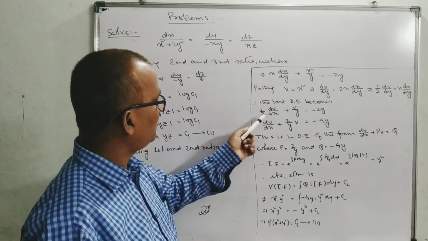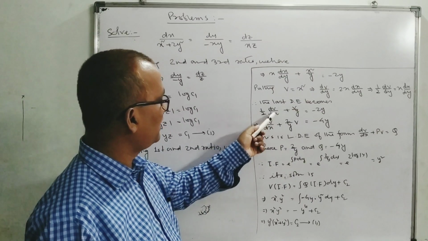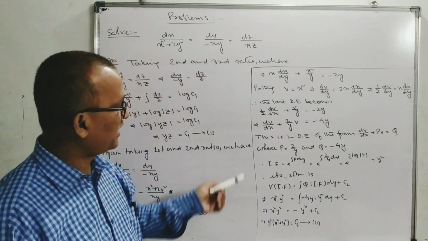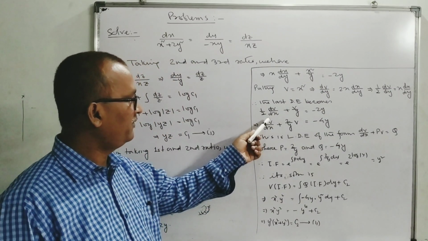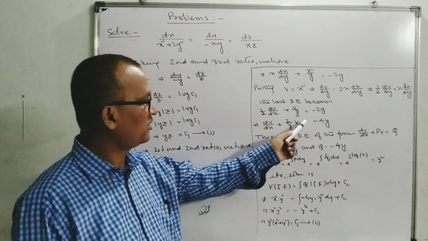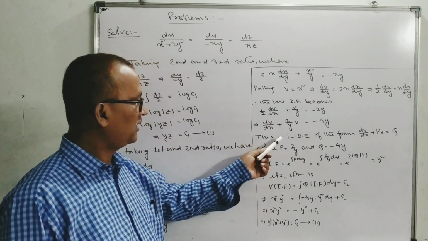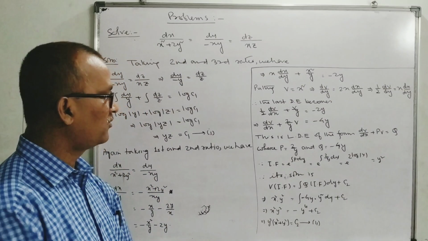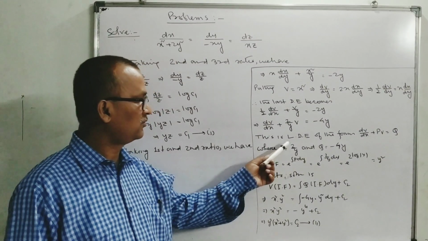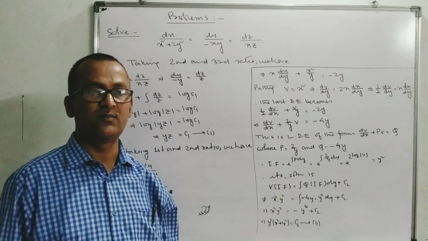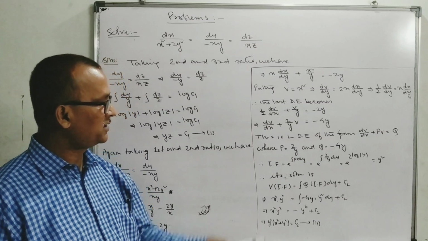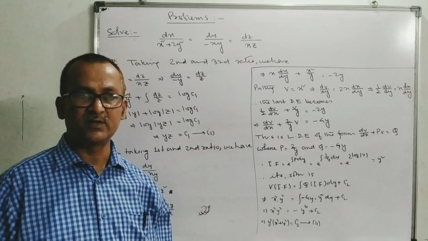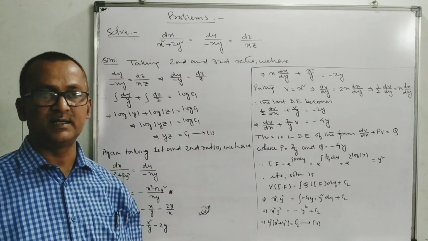Putting in the last equation, we get half dv by dy plus v by y equal to minus twice y. After arranging the terms, we get dv by dy plus 2 by y into v equal to minus 4y. This is called a linear differential equation of the form dv by dy plus pv equal to q, where p equals 2 by y and q equals minus 4y. So this equation can be solved by using the method of linear differential equation. For that, we have to find the integrating factor.